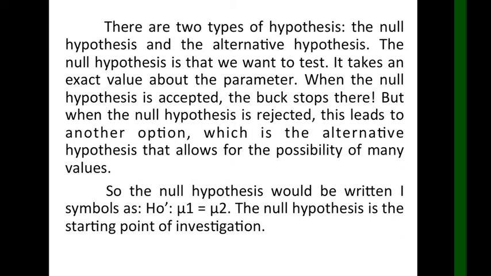So the null hypothesis will be written in symbol as H0. This is mu1 is equal to mu2, meaning to say the population mean 1 is always equal to the other population mean. The null hypothesis is a starting point of investigation. That's why when you do scientific research, you do hypothesis testing, or an intelligent guess.